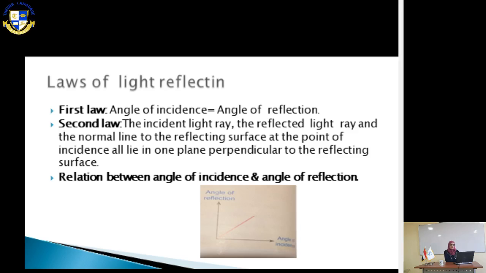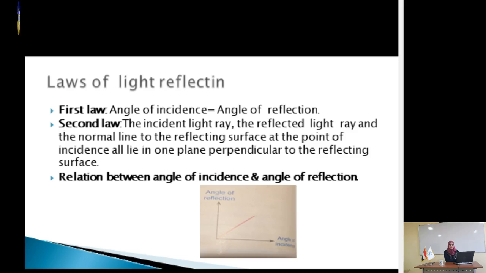Here there is a relation between the angle of incidence and the angle of reflection. So here we have a figure that shows this relation. Here we have the first law: the angle of incidence equals the angle of reflection. This means that if the angle of incidence equals 60 degrees, the angle of reflection equals 60 degrees. And if the ray falls perpendicular, the angle of incidence equals the angle of reflection, which equals 0.